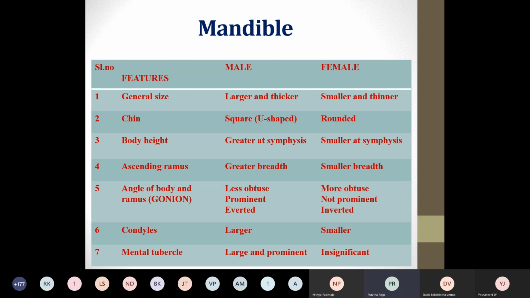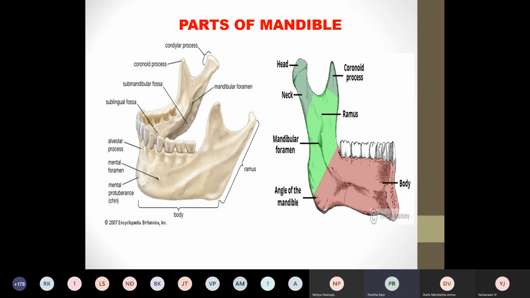And next is the ascending ramus. The ascending ramus has a greater breadth in males and in females it has a smaller breadth. So the ascending ramus you can see in this slide. This is the ascending ramus. Between the body and the ramus, you have a junction. In males, it has a larger breadth. In females, it has a smaller breadth.